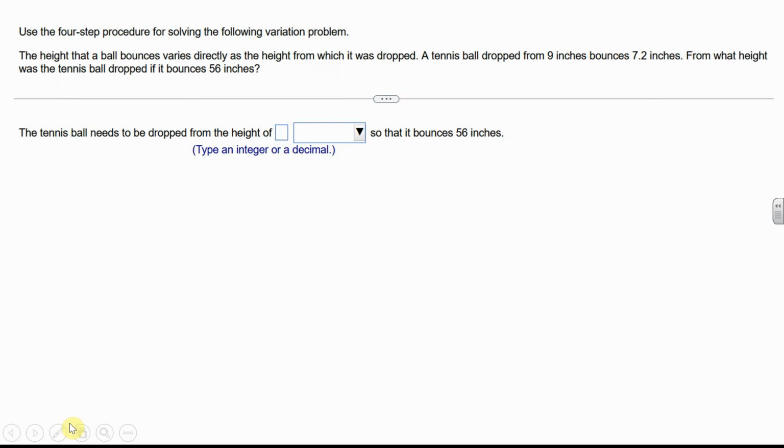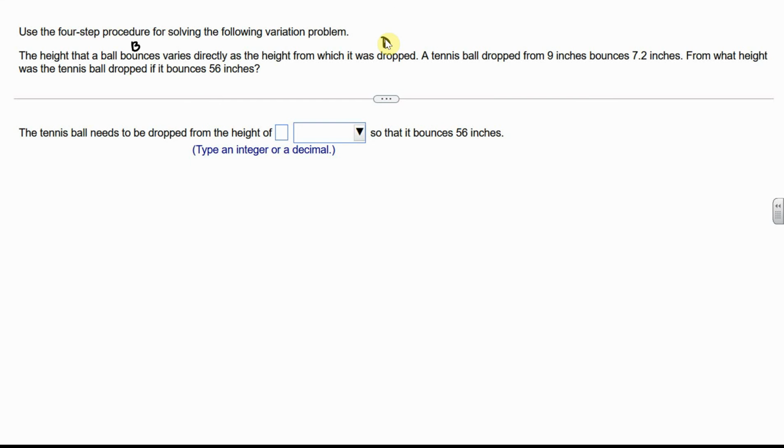Use the 4-step principle for solving the following variation problem. We've been talking about these 4 steps for every problem. It says the height that a ball bounces varies directly as the height from which it was dropped. Since they're both talking about height, I'm not going to use h because that just confuses me. I will use b for bounces and d for dropped.